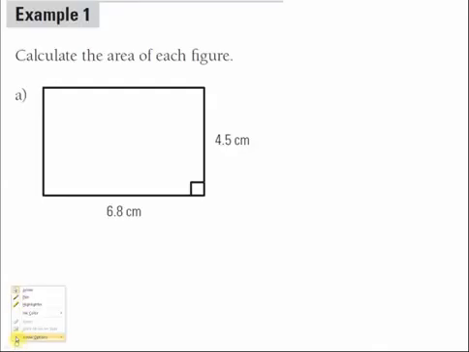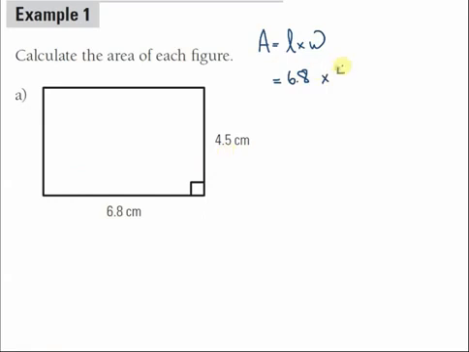In example 1, we're asked to find the area of each figure. If you recall from the handouts above, the first shape is a rectangle, and the formula for its area is length times width. First we look at the numbers, length being 6.8 and width being 4.5. We would use a calculator if you needed to.